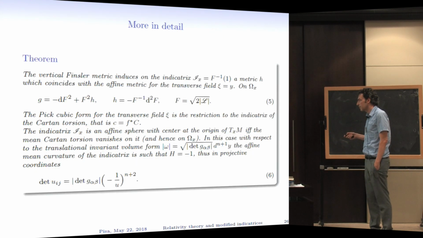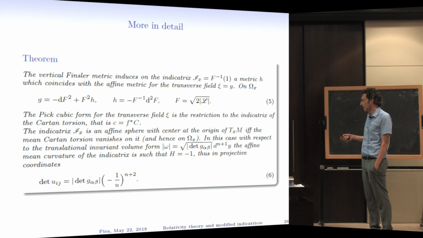So this is the theorem, more or less, that is telling you this. It's not a big deal. It tells you that G can be polarly decomposed into your fundamental function and this H, which is the affine metric of the indicatrix, basically. And the Pick cubic form of affine differential geometry is the pullback of the Cartan torsion. So since we know that if this is traced, it's an affine sphere, the affine sphere condition is that the mean Cartan torsion is 0. That is the idea.